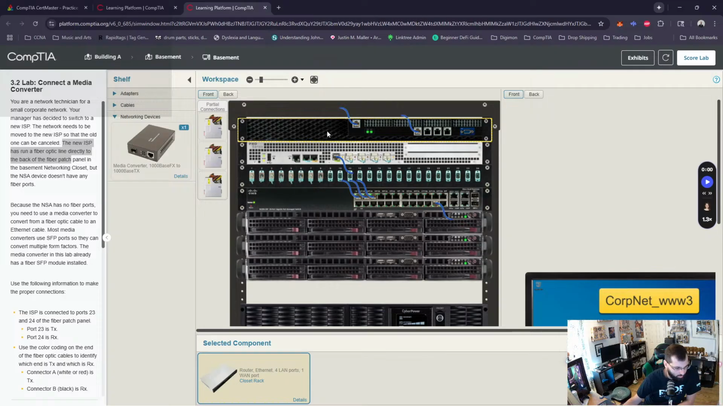Router, Ethernet LAN port, WAN. The new ISP is running a fiber optic line directly to the back of the fiber patch panel in the basement network closet, but the NSA device doesn't have a fiber port. NSA device. What is an NSA? Hold on.